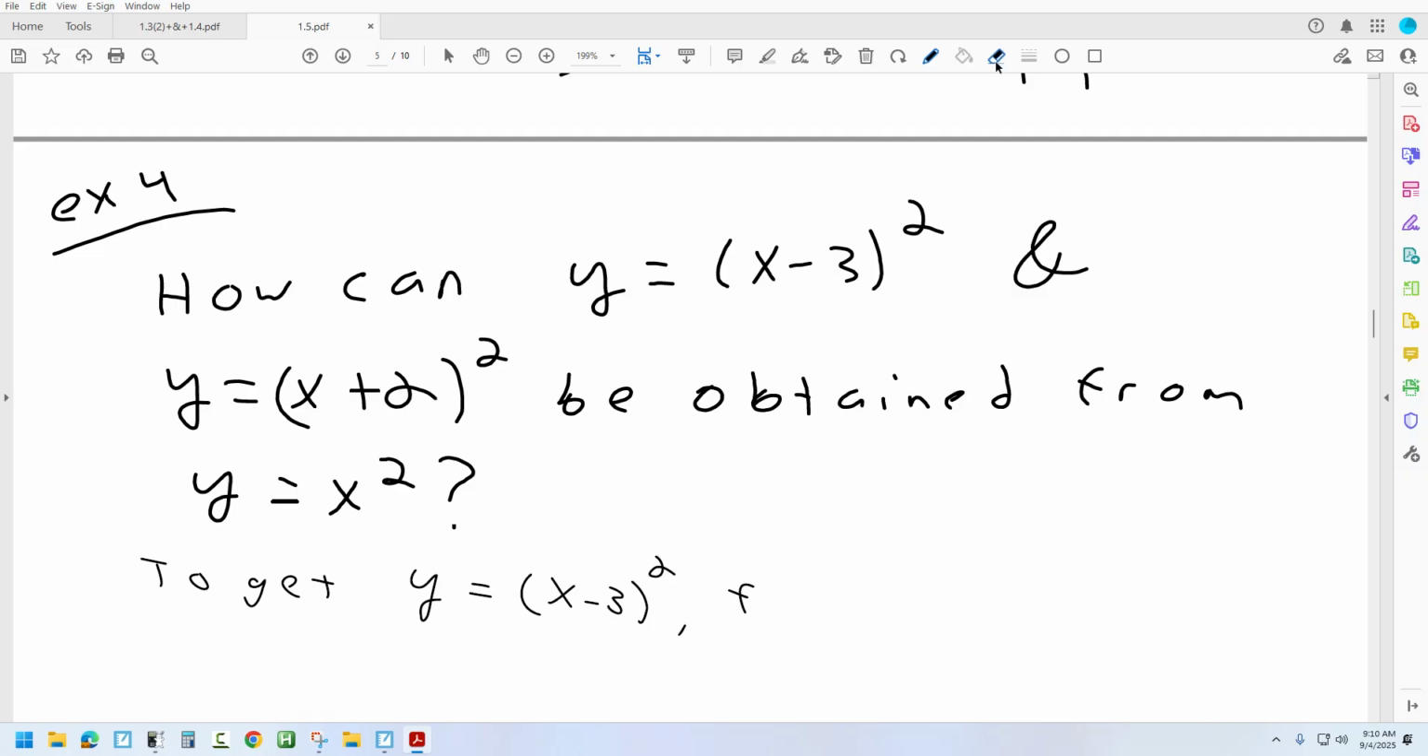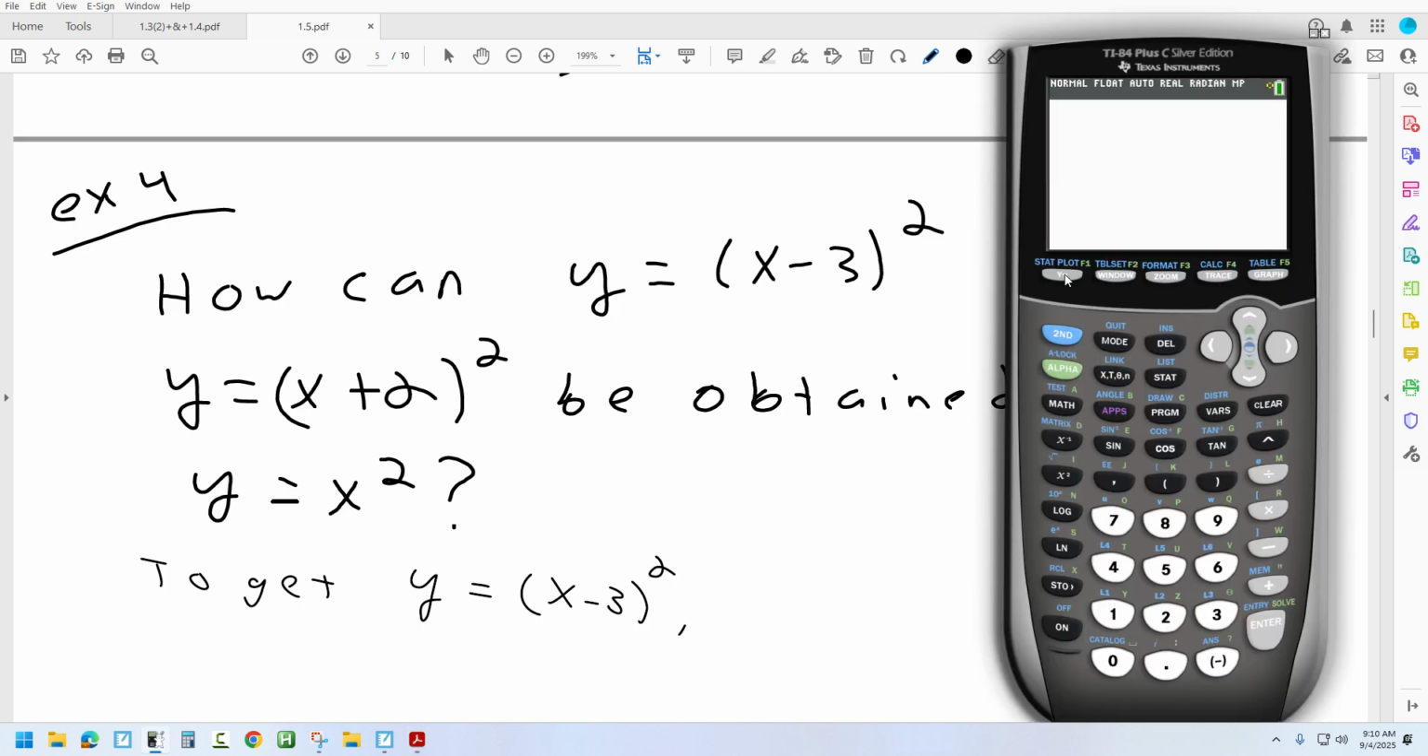Anybody have a guess what kind of shift we need to do to the parent function? Well, first, how many units do we need to shift the parent function? Yeah, 3. We're going to shift it 3 units. Is it going to be 3 units to the left or 3 units to the right? Dario? To the right. To the right? Okay, let's try it and see what happens.